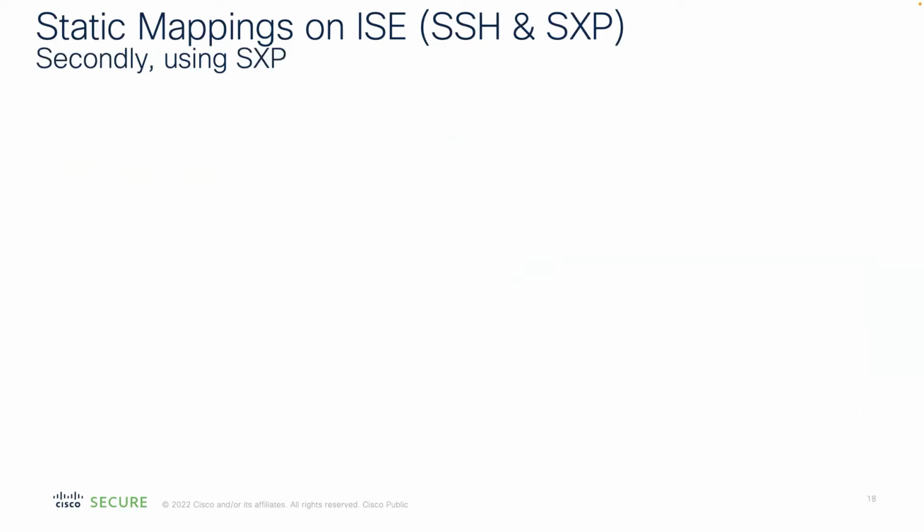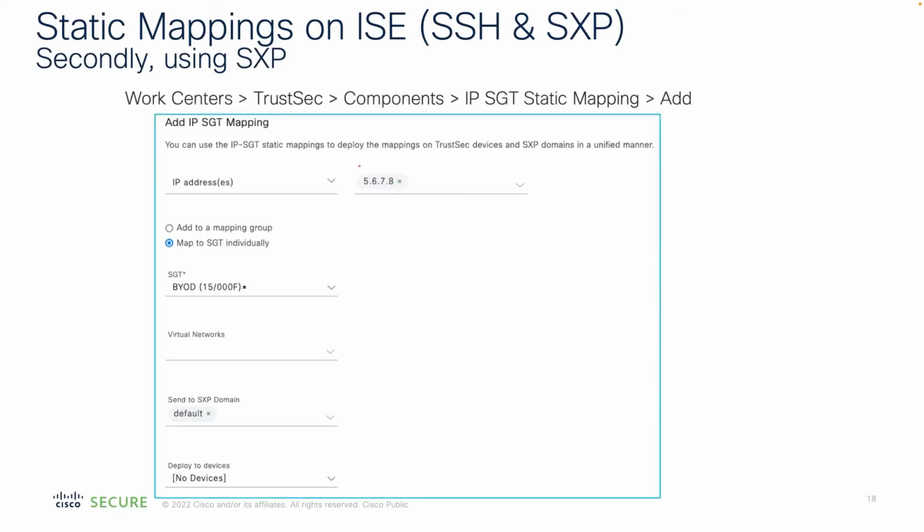So the other way that ISE can propagate this information is to use SXP. Now we can use the same table, so under TrustSec components, IP SGT static mapping. If we add a static mapping in here, then we add the IP to SGT, and this time we send it to the SXP table. In this example, it uses an SXP domain, which I'm going to talk about in the next slide. But we add it to the SXP table. And then if you've got SXP connections from ISE down to network devices, this mapping will be sent down through that connection towards those network devices.